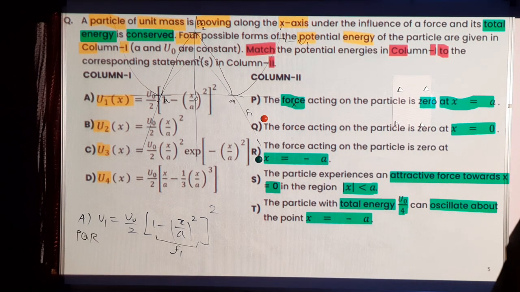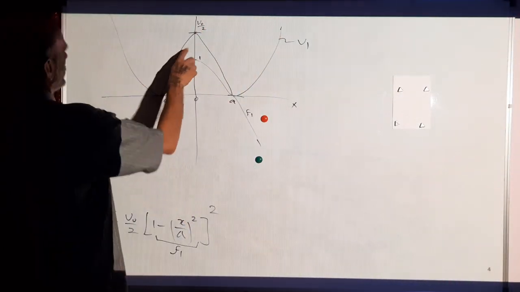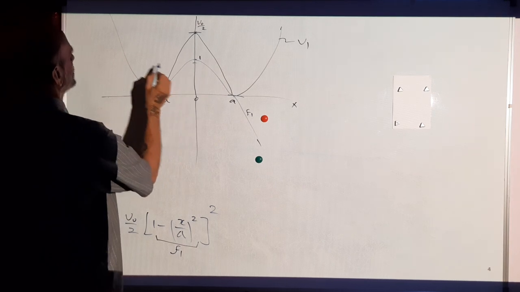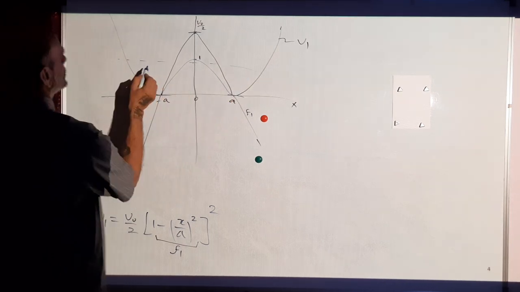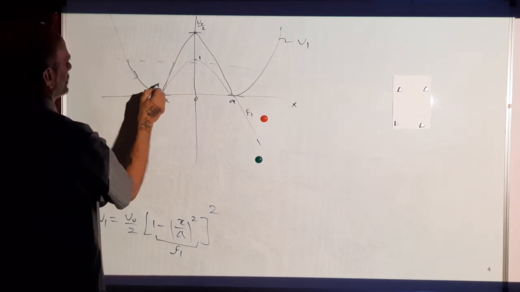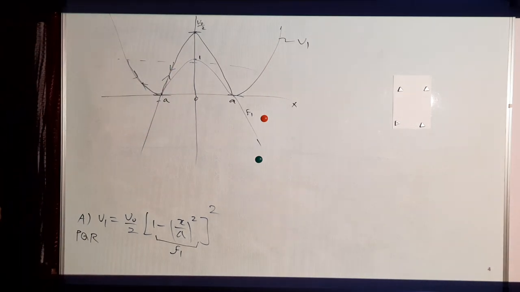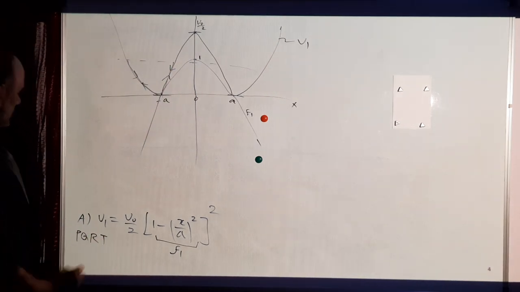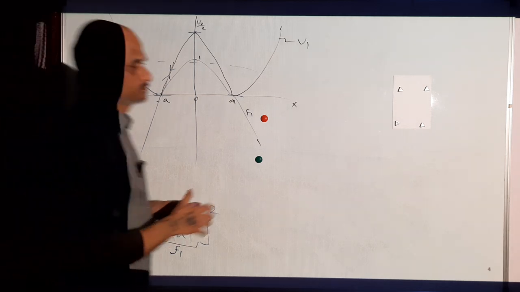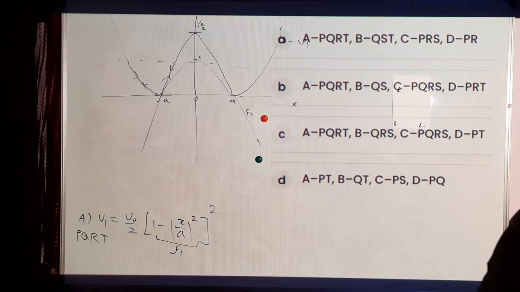Statement T: the particle with total energy u0 by 4 can oscillate about the point x equal to minus a. So u0 by 4 total energy. This is u0 by 2. So u0 by 4 will be somewhere here. So this much of total energy. If the particle is here initially, it can oscillate like this between this point and this point, and it will come back. Go like this and come back and go like this. So between these two points it can oscillate. So statement T is also true. So A will match with P, Q, R, T. So option D can be ruled out.